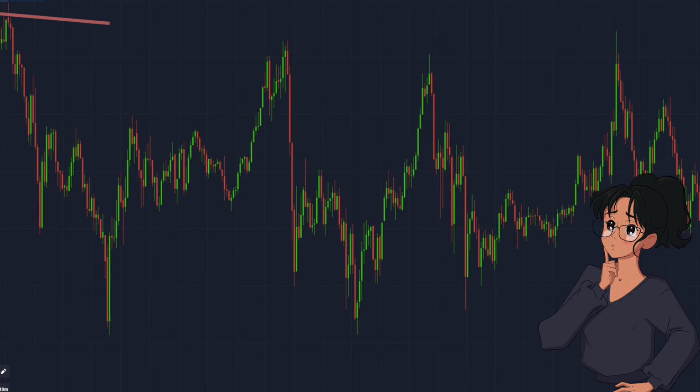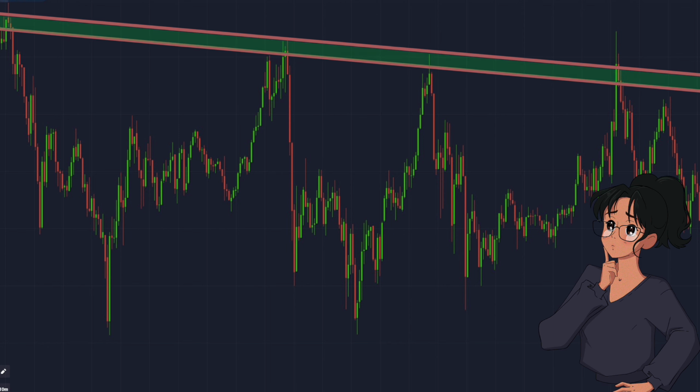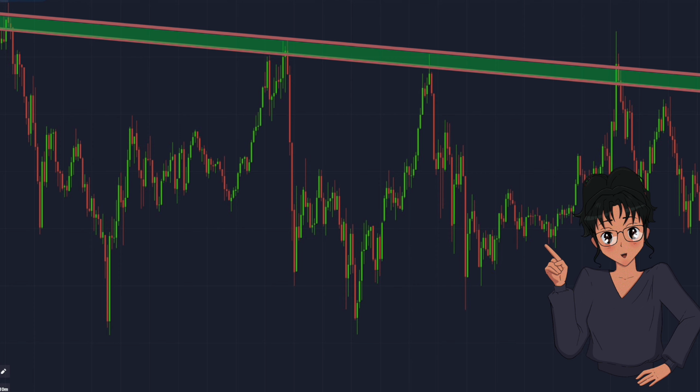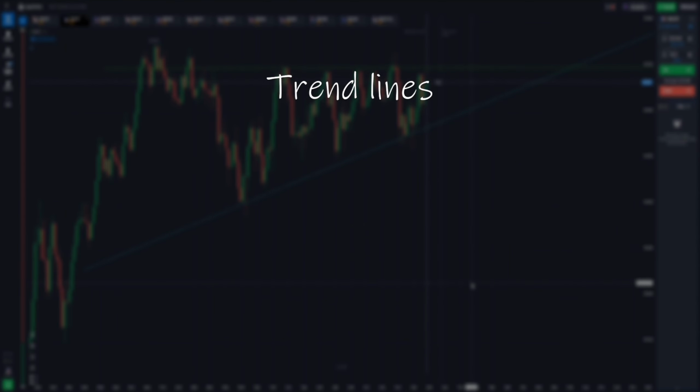Here's my personal tip. Instead of drawing a single thin line, always draw a small zone. Why? Because price loves to trick us with fake breakouts. A small zone will help you avoid these false signals and make your trade safer.